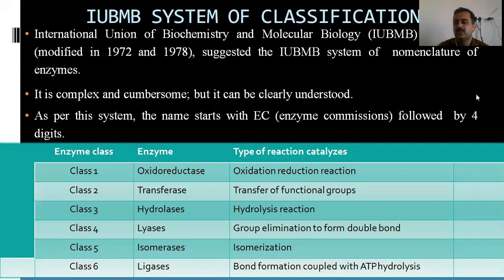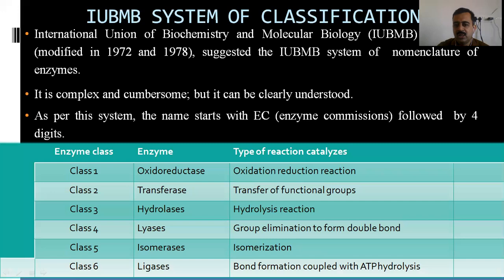Now, the system of classification is again a little bit different. It is called the IUBMB system of classification, the International Union of Biochemistry and Molecular Biology, and it was designed in 1964. There were certain modifications made in 1972 and 1978, suggested by the IUBMB system of nomenclature of enzymes. It is complex and cumbersome, but it can be clearly understood.